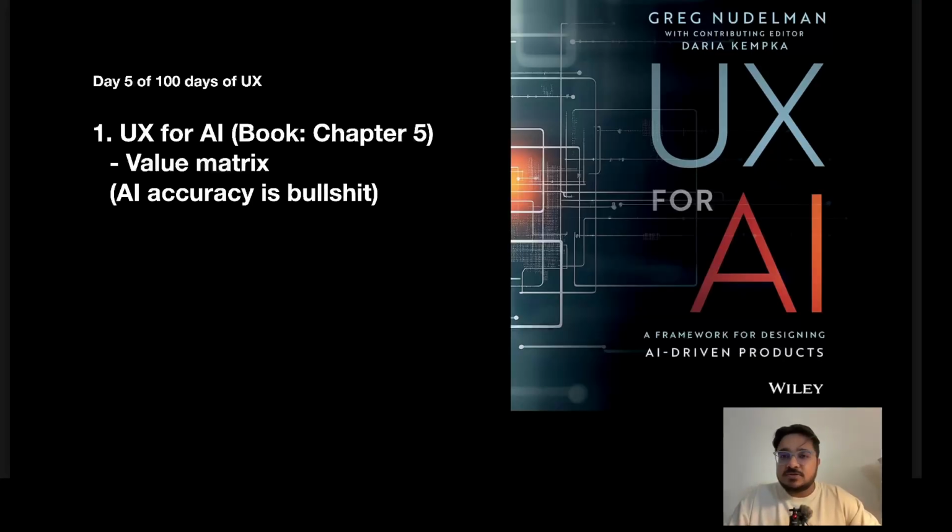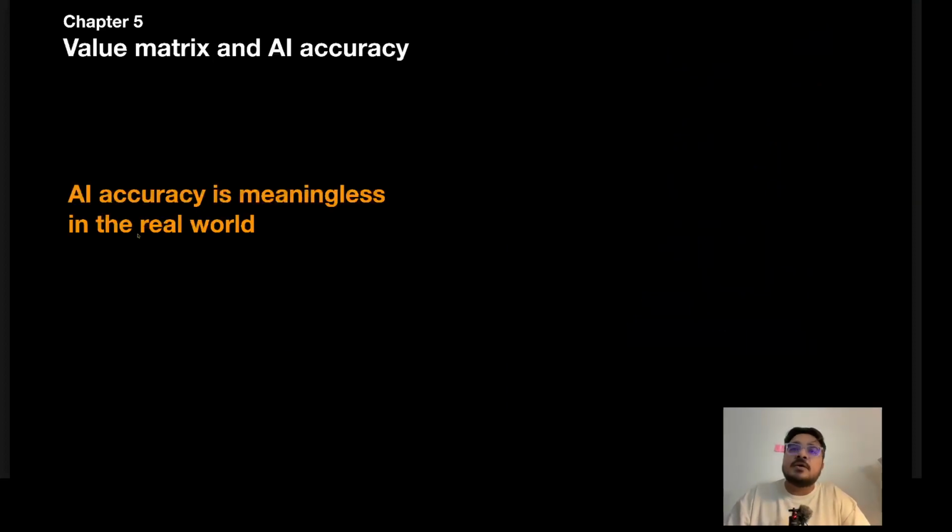And this was really eye opening for me because it was about how AI is currently deployed in the real world and what are the metrics which are used to evaluate the AI. So we will start with that. In the world of AI, AI accuracy is meaningless in the real world.